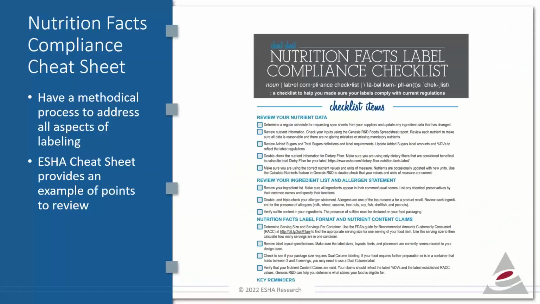We have a wealth of information and resources on the ESHA website. The e-learning center provides you with blogs, tutorials, webinars, and cheat sheets. And one of the available cheat sheets is a nutrition facts label compliance checklist. So we'll include a link to that in the follow-up materials for this webinar, but this checklist can serve as kind of a starting point or a reminder of steps to include in your checks and balances. So we hope that will be helpful.